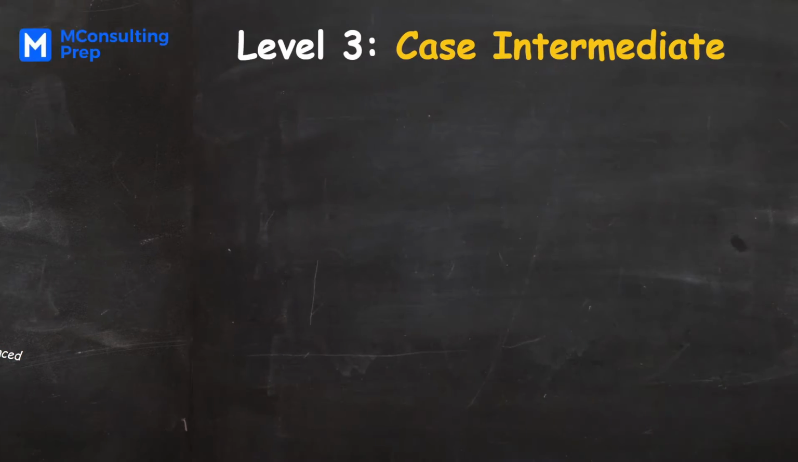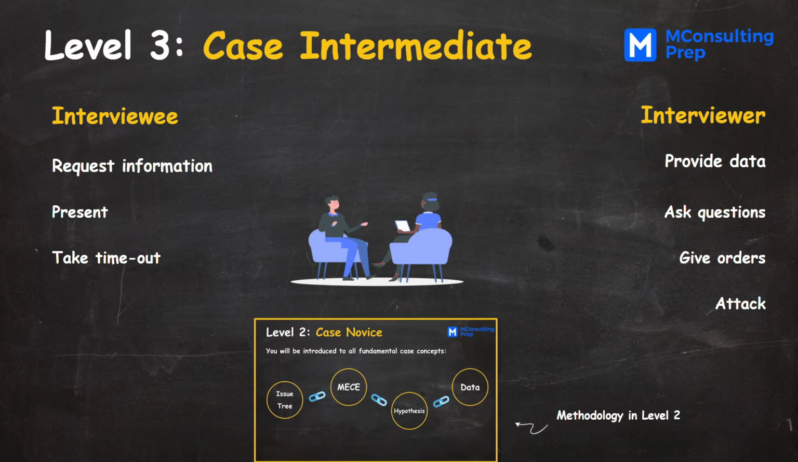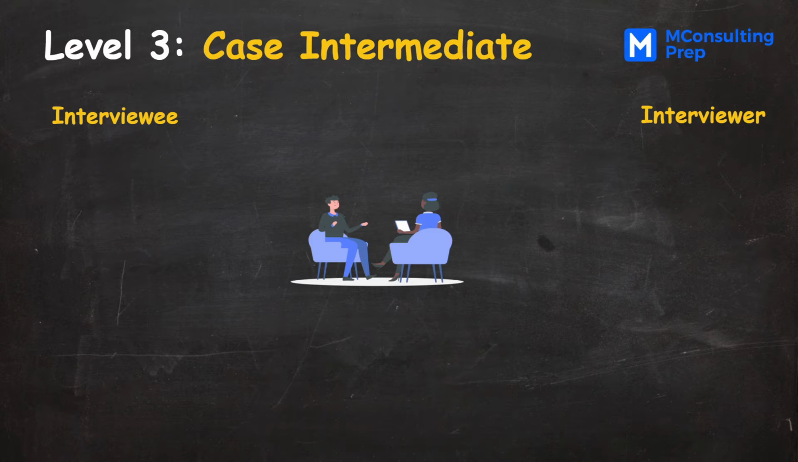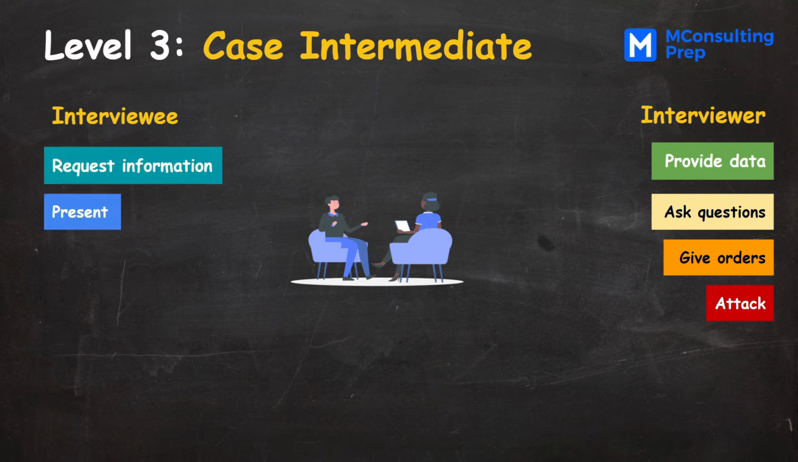So, every case interview, every problem-solving process, and every root cause finding structure in the world is constructed from the above 7 building blocks. Think of the methodology we discussed in Level 2 as the architecture direction based on which all blocks are stacked. Here's how it plays out. For easy comprehension, I color-coded all 7 of these building blocks. Provide data, ask question, give orders, attack, request information, present, take time out.